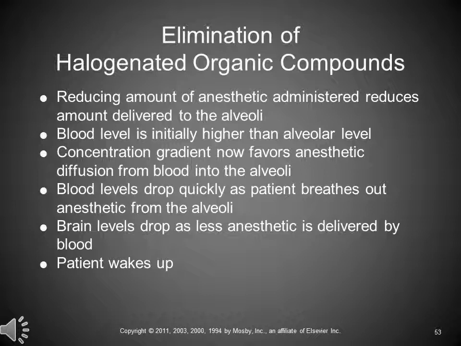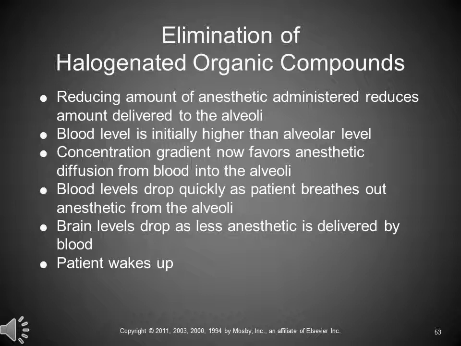If we reduce the amount of the anesthetic that's delivered to the alveoli, in other words, we turn the machine down or even off, then through diffusion, we are going to have the anesthetic move from an area of higher concentration, in this case in the bloodstream, to an area of lower concentration, the alveoli, and then out of the body. Blood level is initially higher than alveolar level, and then as we reverse that, the opposite will be true. Concentration gradient, as we eliminate the inhalants, favors anesthetic diffusion from the blood into the alveoli.